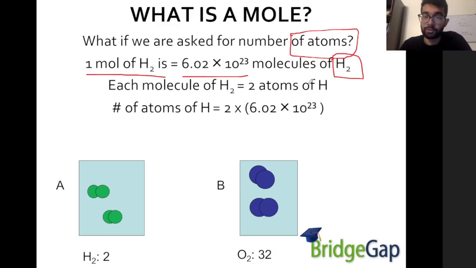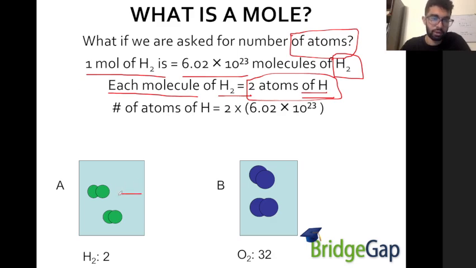But if we're asked for atoms of hydrogen, like in this question, we're going to have to figure out how many atoms are in each molecule, because we know the amount of molecules, but we don't know the number of atoms. And so what I did over here is I figured out that in each molecule of hydrogen gas, we have 2 atoms of hydrogen, and that's because it's H2. So there are 2 hydrogens bonded to each other to form H2. And so to figure out the number of atoms, all we do is 2 times 6.02 times 10 to the power of 23. So 2 times the number of molecules.